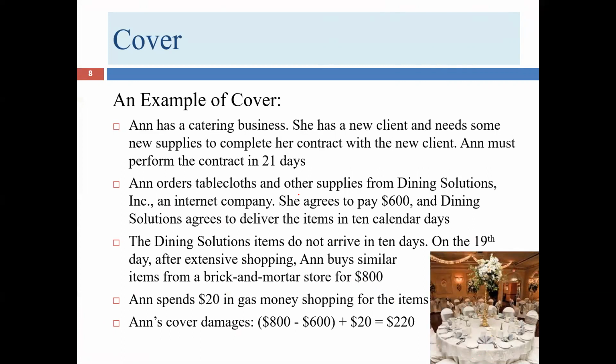So she goes to an online company and contracts to buy these tablecloths. She agrees to pay $600 for that, and this company says that they will be able to deliver it in 10 days. That gives her 11 days of play here, since 21 minus 10 is 11. She recognizes that if something falls apart, she still has the ability to maybe recover. But unfortunately, the delivery doesn't happen. In fact, after 19 days, they still haven't been able to deliver the tablecloths.